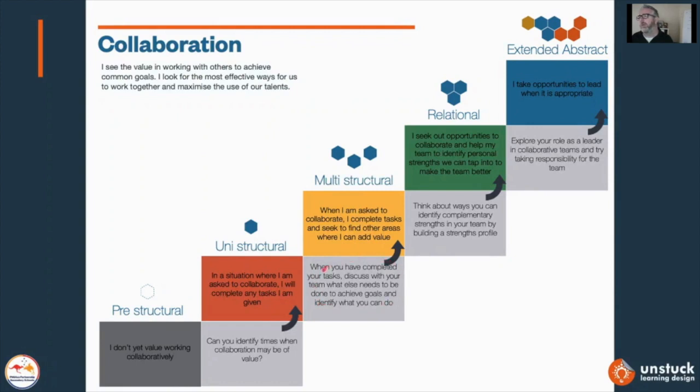So one of our moving on blocks here might be, when you've completed your tasks, discuss with your team what else needs to be done to achieve goals and identify what you can do. If they can consistently do that, it means that they're going to move up to this multi-structural level. So when I am asked to collaborate, I complete tasks and seek to find other areas where I can add value. Again, some more moving on here. Think about ways you can identify complementary strengths in your team by building a strengths profile.